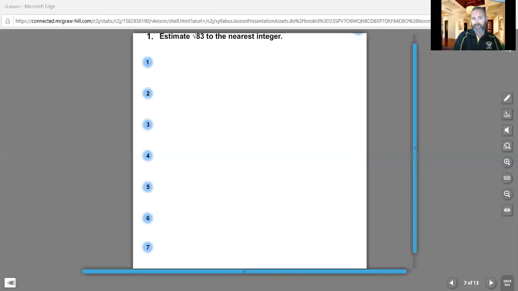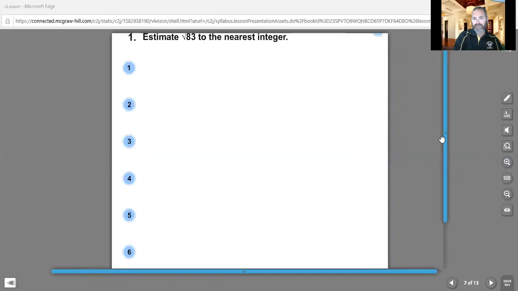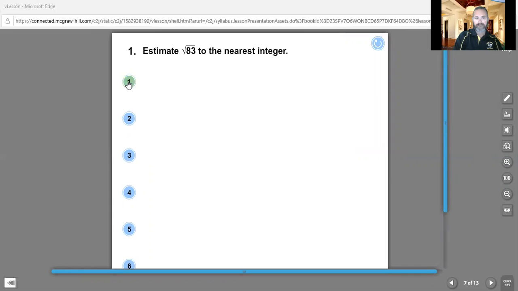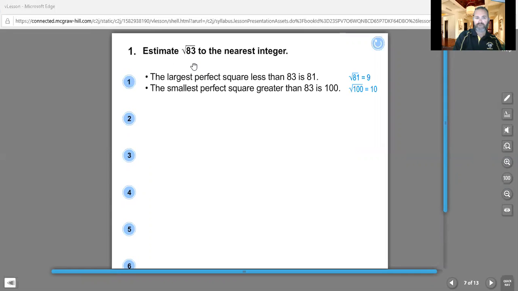Let's go through this problem and check it out. Okay, so if we're going to estimate the square root of 83 to the nearest integer, we know, again, the largest perfect square less than 83 is 81, because the square root of 81 is 9. And the smallest perfect square greater than 83 is 100, because the square root of 100 is 10. So again, our answer has to be somewhere between 9 and 10.